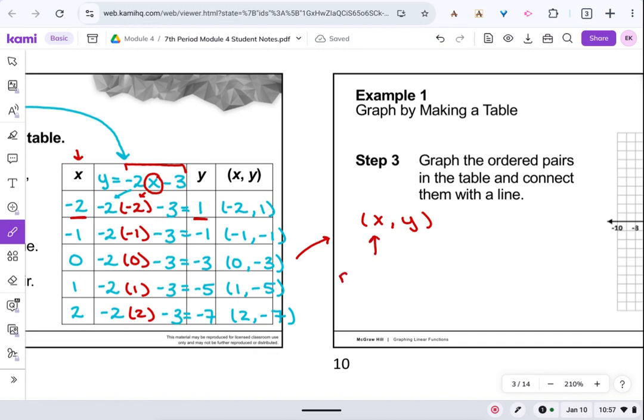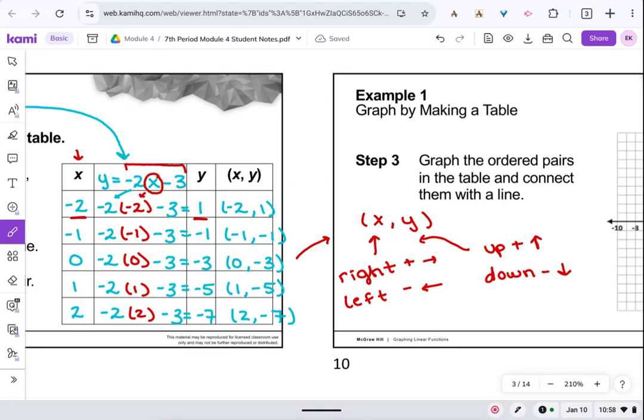X's move right when they're positive, and we move left when we're negative. So if our first number is a positive number, we're going to go to the right, which is this direction. If we move to the left, we're going negative, which is that direction. Y's are up when they're positive, and they're down when they're negative. Okay, so we move in the x direction first, then the y.